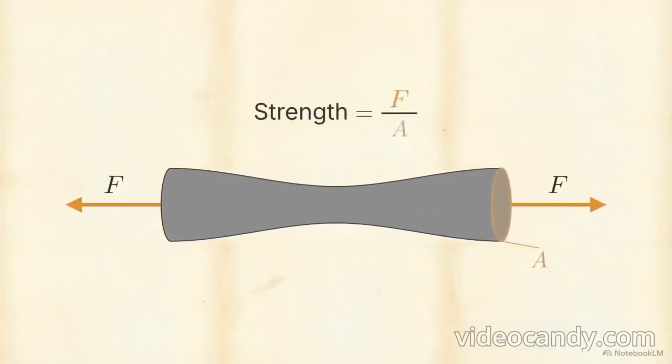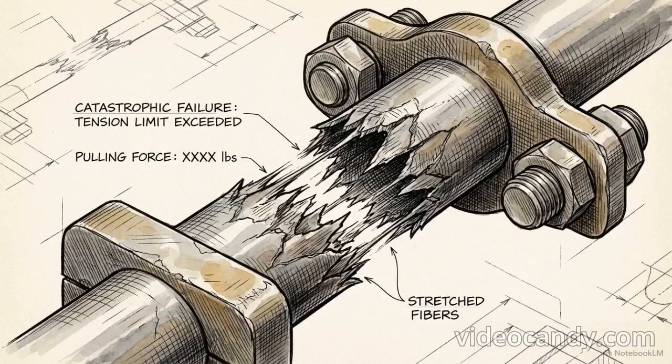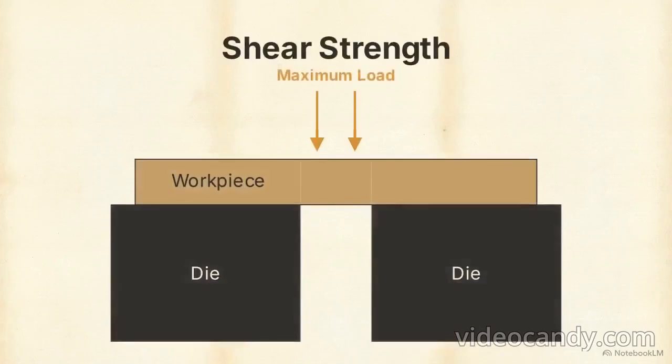Tensile strength is the measure of a material's ability to withstand a pulling force before it fails. This property is expressed as a ratio, the maximum tensile load the material can bear, divided by its original cross-sectional area. Designing for tensile strength is a requirement for machinery parts, jigs, and fixtures, where pulling forces often cause catastrophic tool failure. We also calculate shear strength.